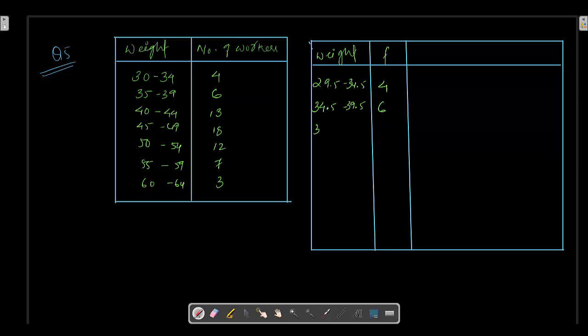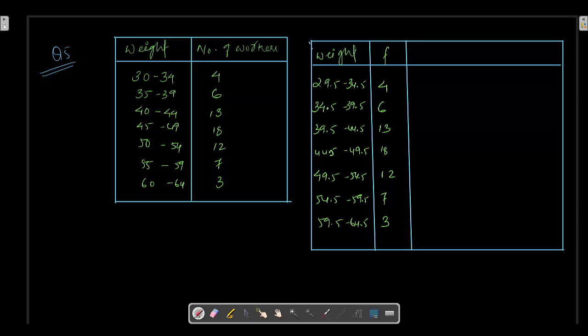After that, it is 39.5 to 44.5, and the frequency is 13. 44.5 to 49.5, frequency is 18. 49.5 to 54.5, frequency is 12. 54.5 to 59.5 is 7. 59.5 to 64.5 is 3. So now we're done with the first part, which was to convert the frequency distribution to a continuous frequency distribution.